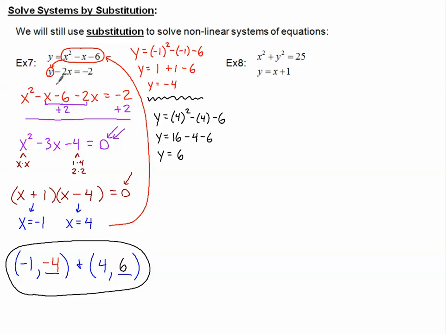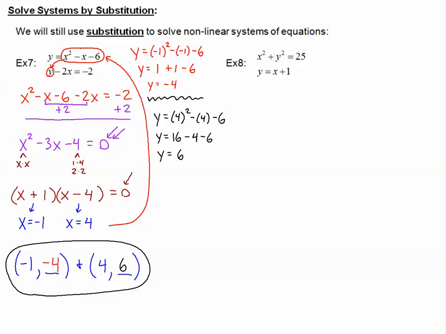So I substituted, I combined my like terms and set the equation equal to 0 since it was quadratic. I solved by factoring, found 2 x coordinates, plugged those numbers in for my x, and found the new y's. And wrote my answers, of course, as ordered pairs.